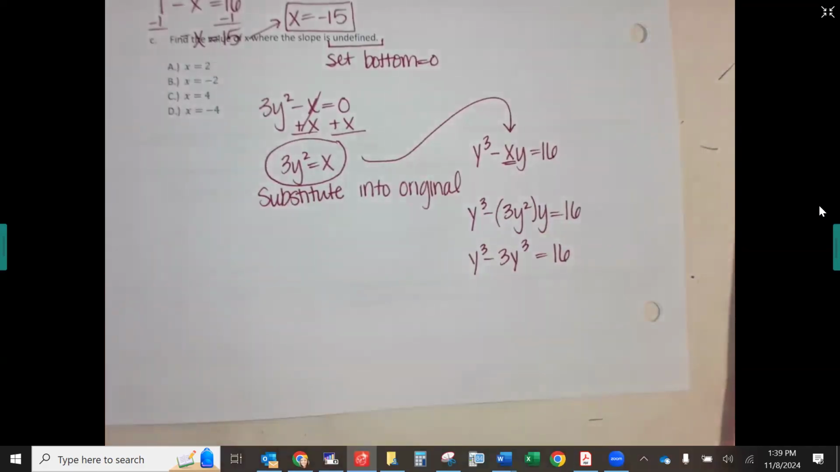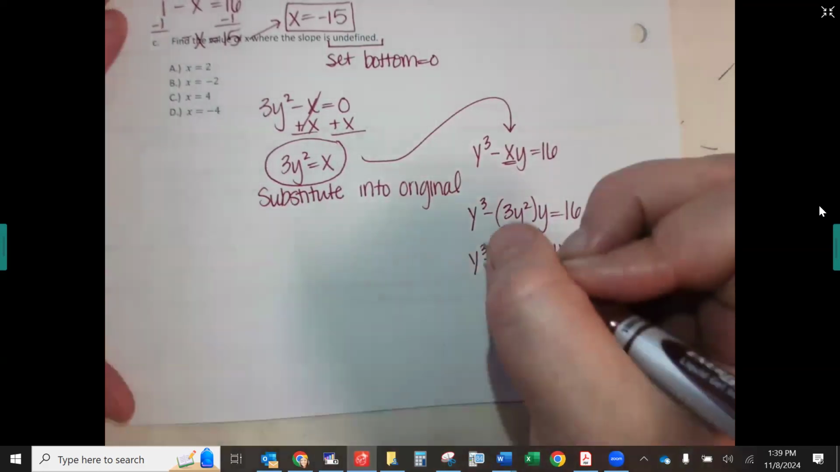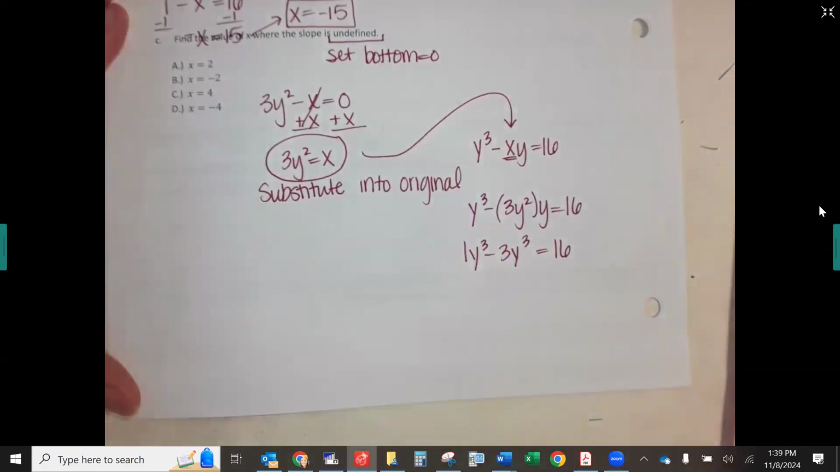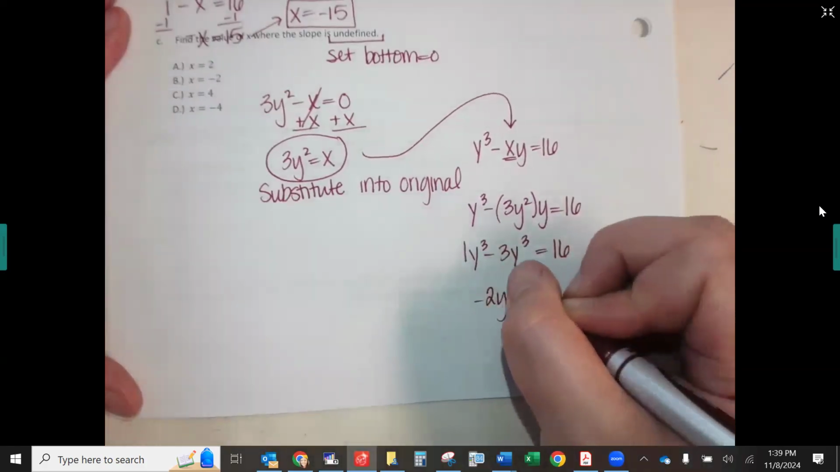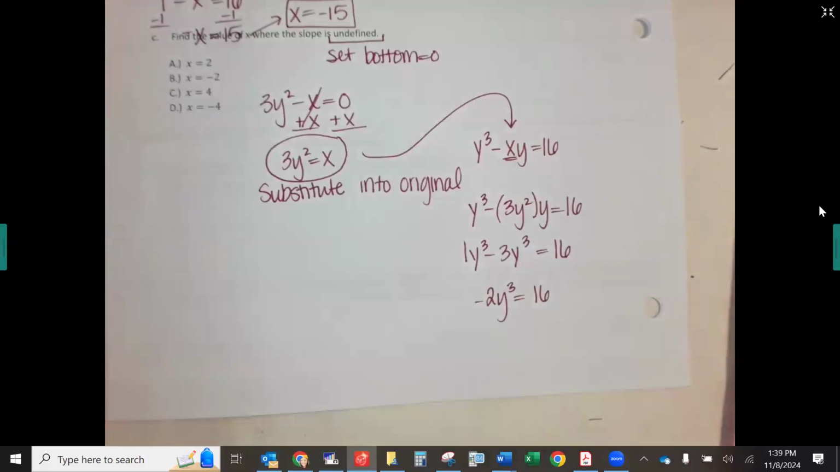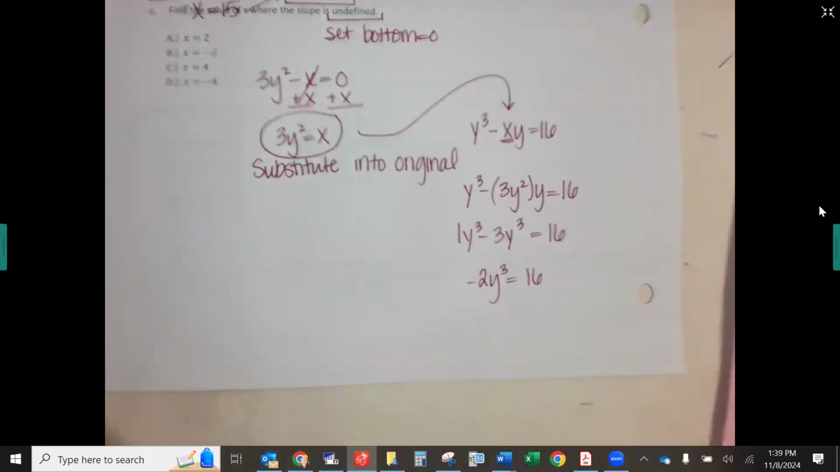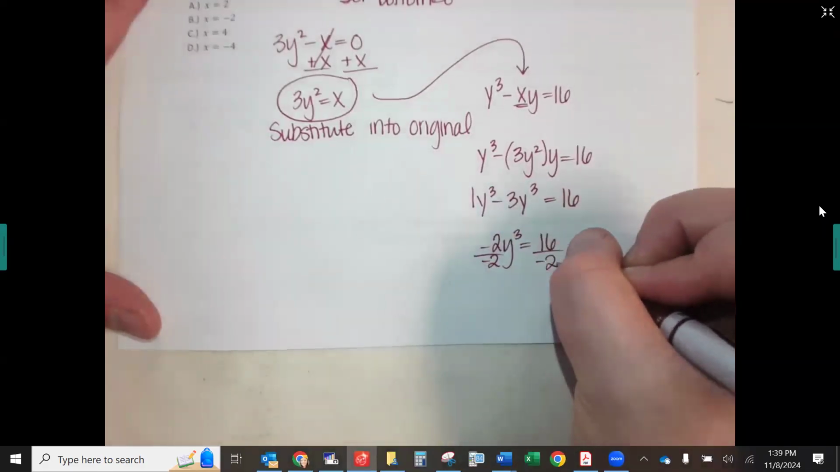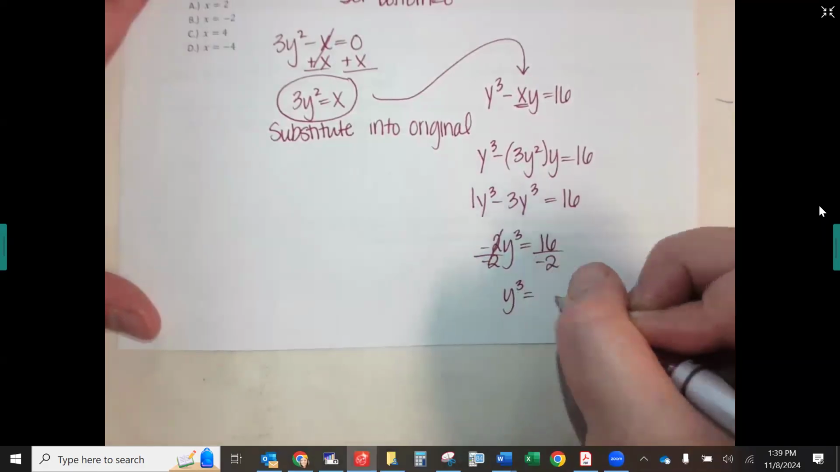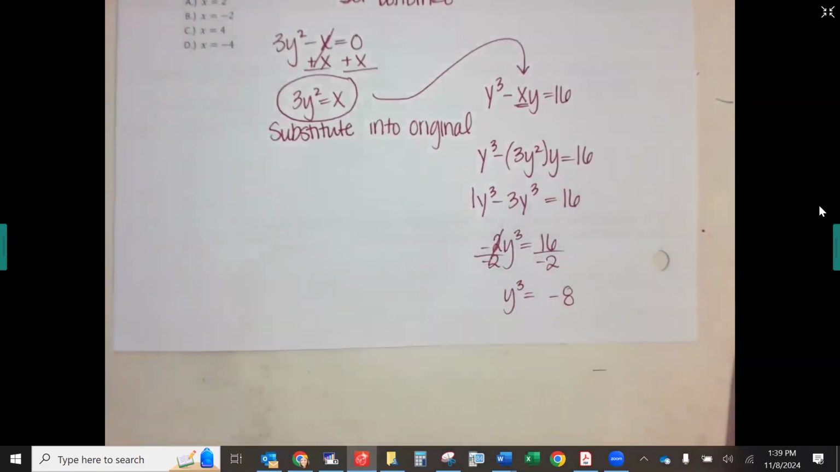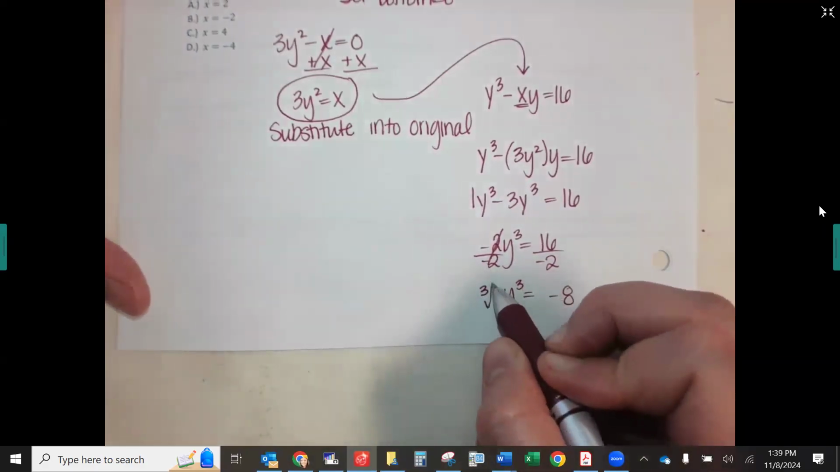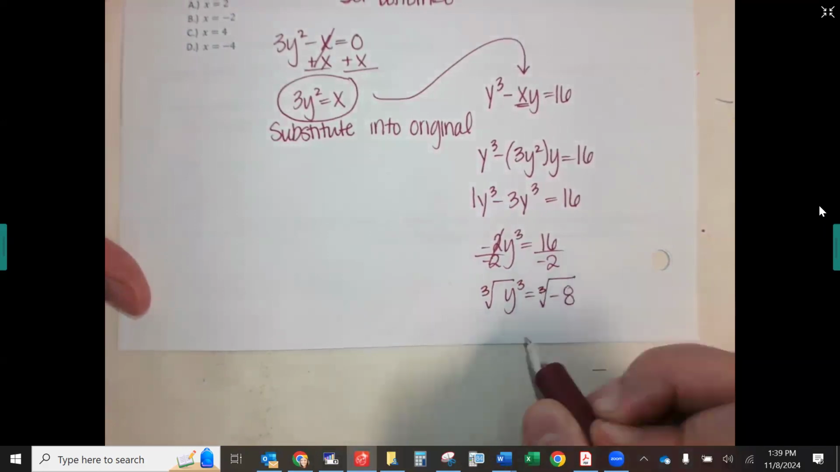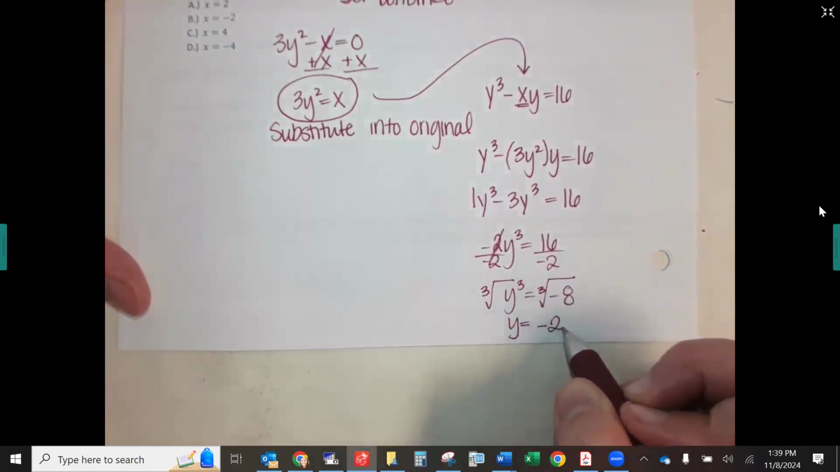And then I notice, oh, those are both y cubes. That means they're like terms, then I can combine them. What is 1y cubed take away 3y cubed? Negative 2y cubed. What would my next step be to solve after that? Divide by negative 2. 16 divided by negative 2 is going to give me minus 8. How do I undo a cubic power? Take the cube root. Can I cube root a negative number? Yes, my y is going to equal negative 2.